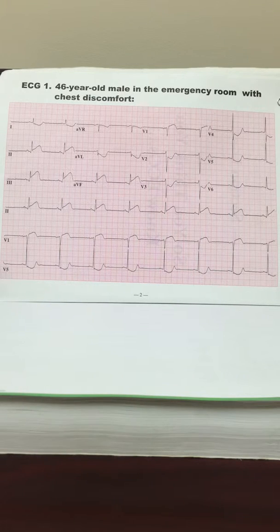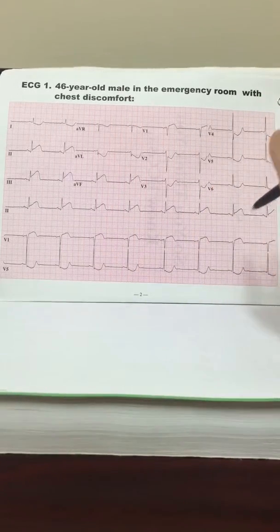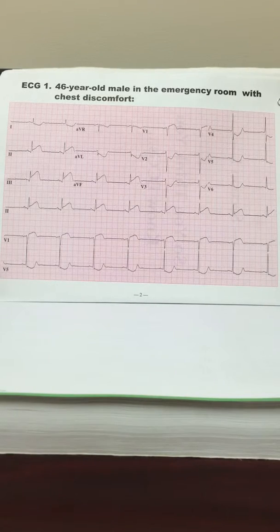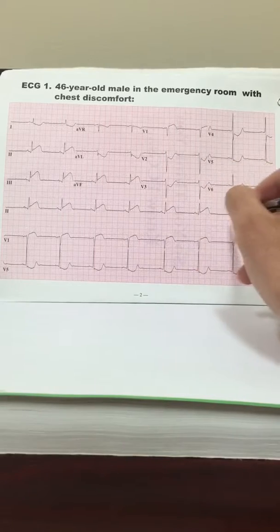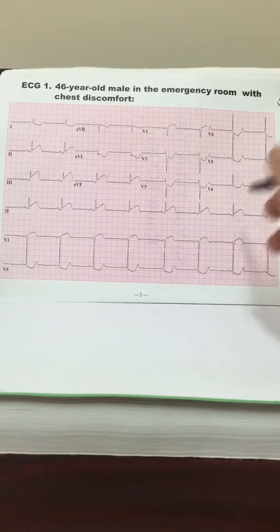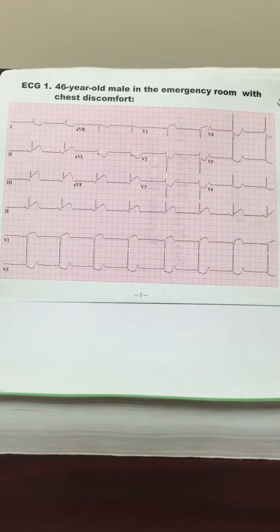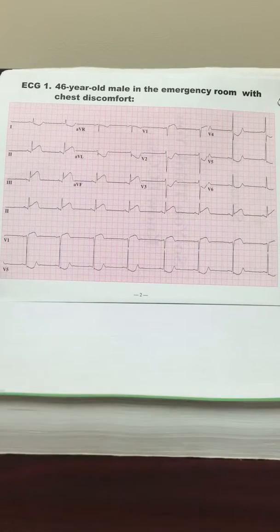P mitrale is a sign of left atrial enlargement. For that, you'll find a P wave that's usually wider than normal. Normal is about 0.08 to 0.1 seconds, so that'll be less than 3 small boxes wide. If you have a P wave that's more than 3 small boxes wide, that would be a sign of P mitrale. In this case, the width is about 2 small boxes, so once again, these P waves are within normal limits.